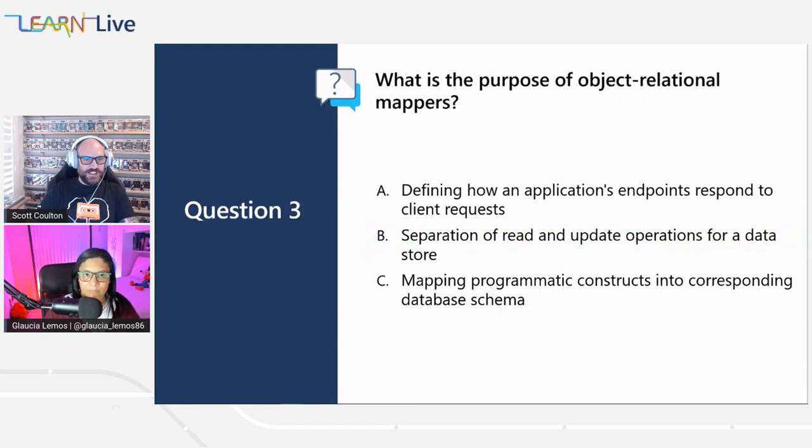What is the purpose of an object relational mapper? A, defining how application endpoints respond to client requests. B, separation of read and update operations for a data store. C, mapping programmatic constructs into the corresponding database schema. What do you think it is, Glossy, and why would you choose it? Because the question is about object relational mappers, so we have to map something. So I think it must be C.